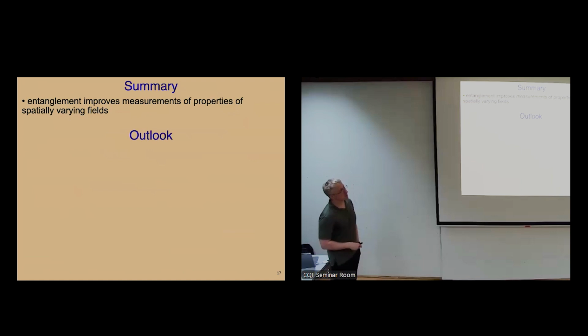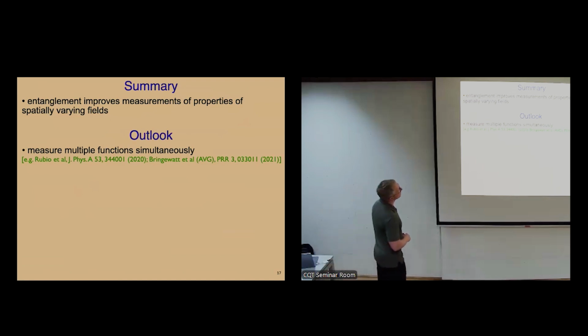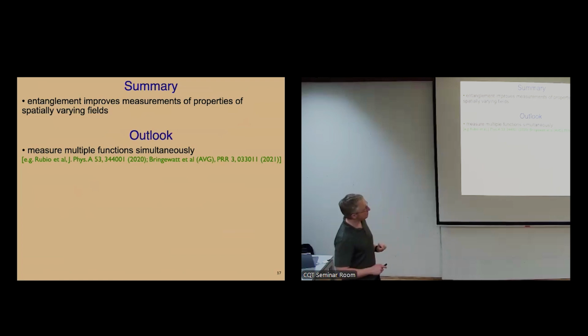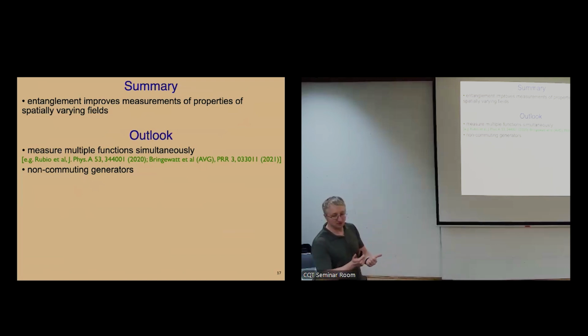As a summary of this part, and then I'll have one short part at the end: entanglement improves measurements of properties of spatially varying fields. As an outlook, so far I talked about measuring a single property. You can measure multiple properties, but we don't yet know how to do this optimally. I considered commuting generators. We can also consider non-commuting generators, for example, if you have a vector magnetic field that's coupled to X, Y, and Z.